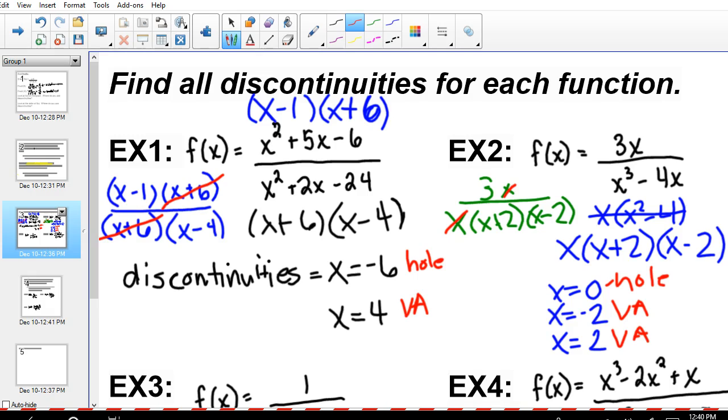And whenever you do this on the final exam, you can check yourself really easily by typing it into Desmos. You'll be able to see the vertical asymptotes. The holes, though, remember, you can't see.